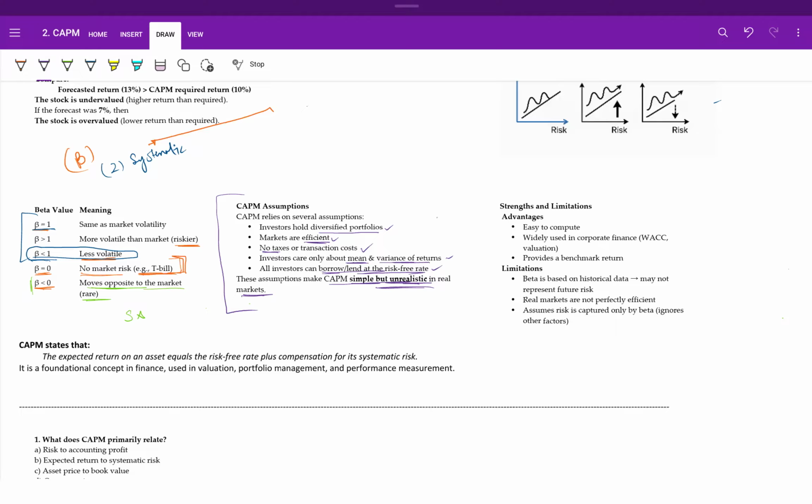The strengths and limitations: the advantages are that it's easy to compute, widely used in corporate finance, WACC, weighted average cost of capital, and valuations, and it provides a benchmark return. But the limitation is that the beta is based on historical data, which may not represent the future risk. Yes, this is a limitation of the capital asset pricing model.